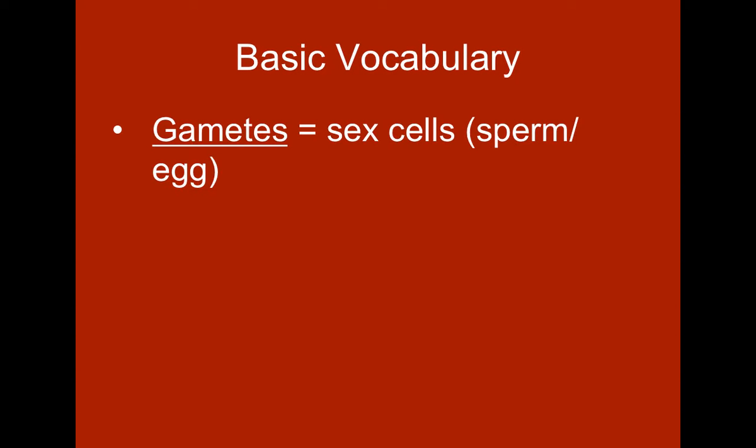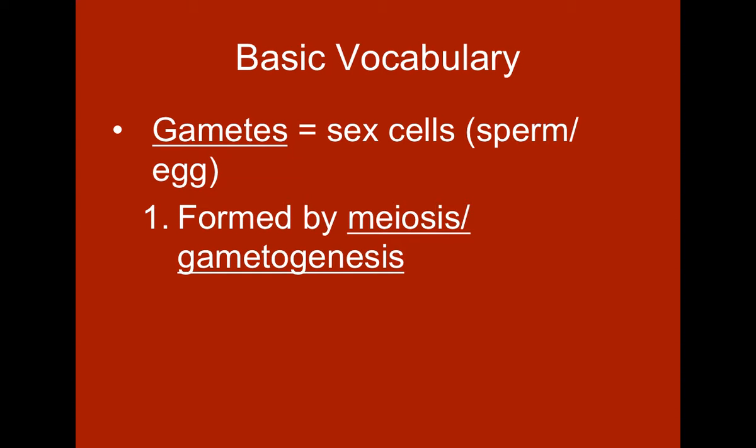So the first piece of basic vocabulary that you are going to run across is the word gamete. And gamete basically refers to any of the sex cells. These are sperm or egg. And what you have to remember, and this will be in the cell growth and reproduction unit, but these are formed by the process of meiosis or gametogenesis. And they contain half of the genetic information of a normal body cell.